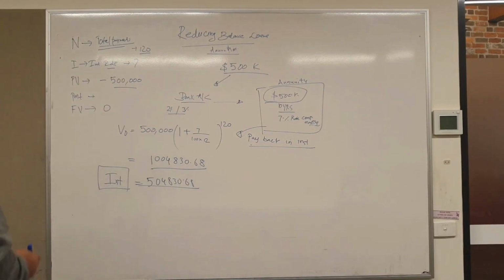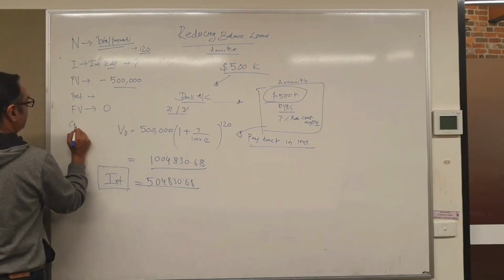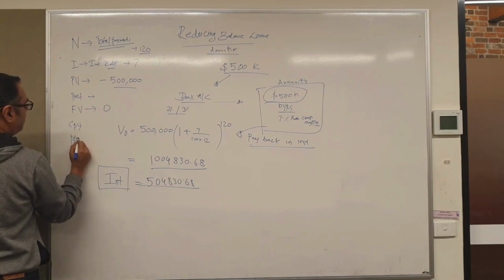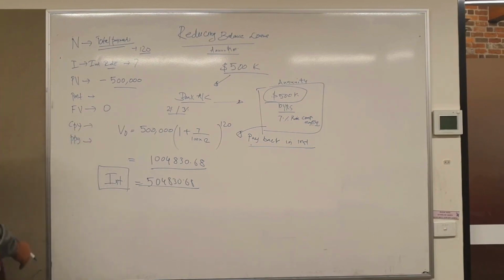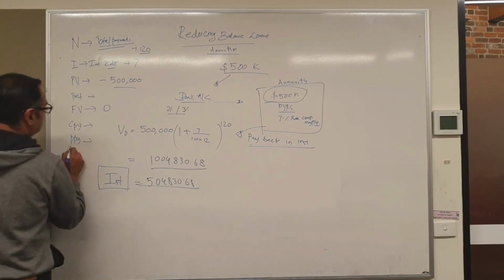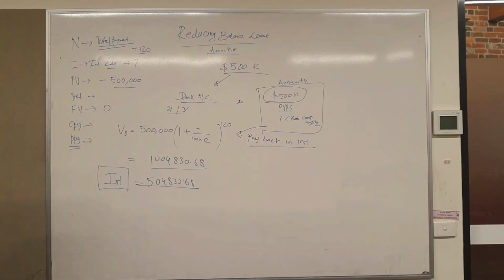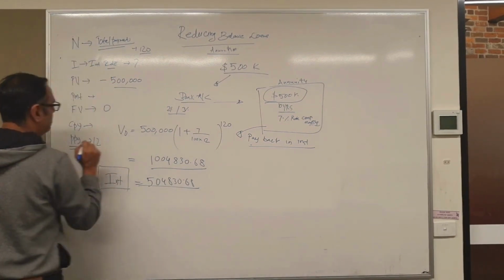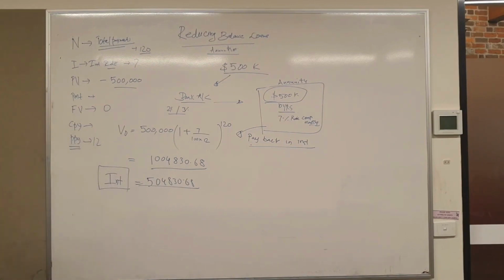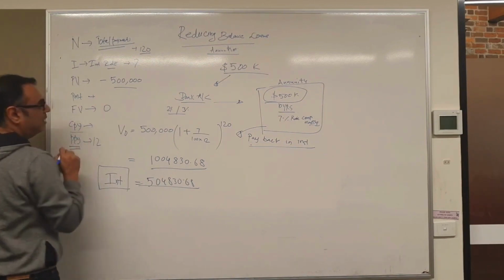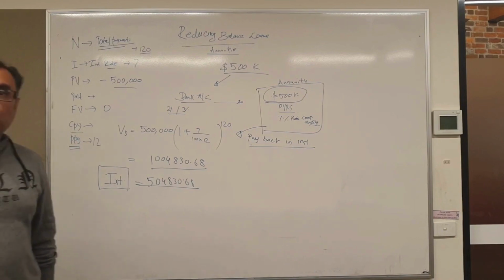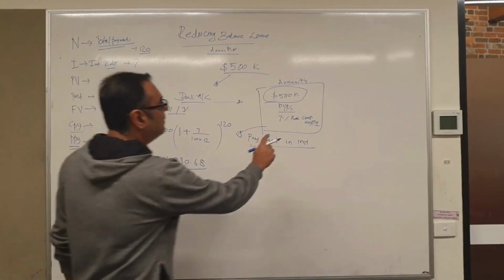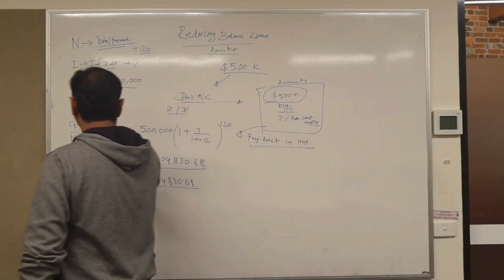And then you've got CPY and PPY. PPY is the number of payments per year. How many payments is this guy getting in a year? 12. And CPY is the compounding per year. How many times is it getting compounded? Compounded monthly. Again 12.